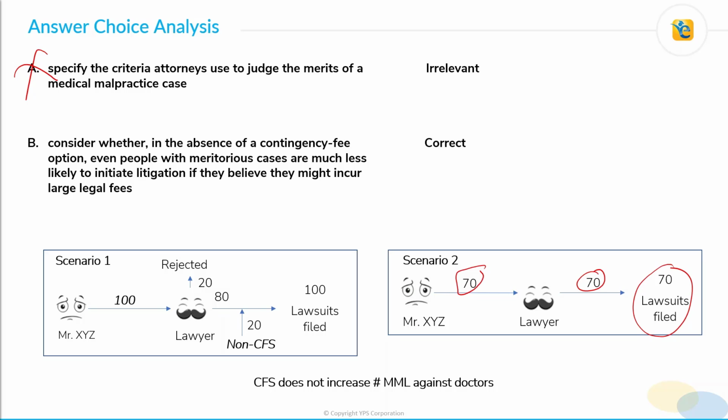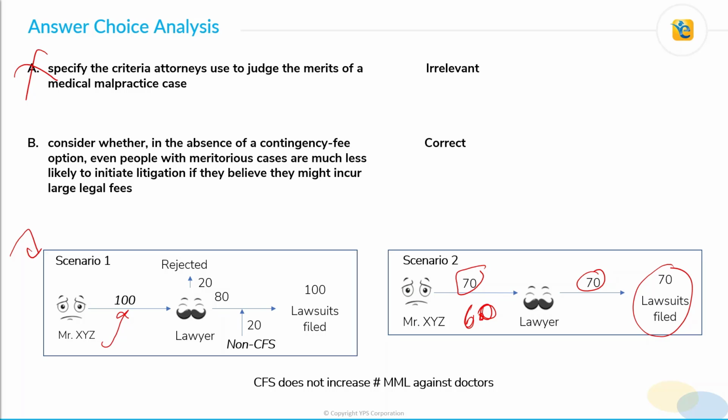What if there are 60 people who have meritorious cases, that is, who have cases that will not get rejected by lawyers if they are brought under CFS? So what if so many people are there who are not approaching the lawyers because of that fear of the lawyer's fee? As soon as they get this option, the option for CFS, they will start approaching the lawyers, right? Because they don't have that fear of fee now. They will have to pay only if they win the case.